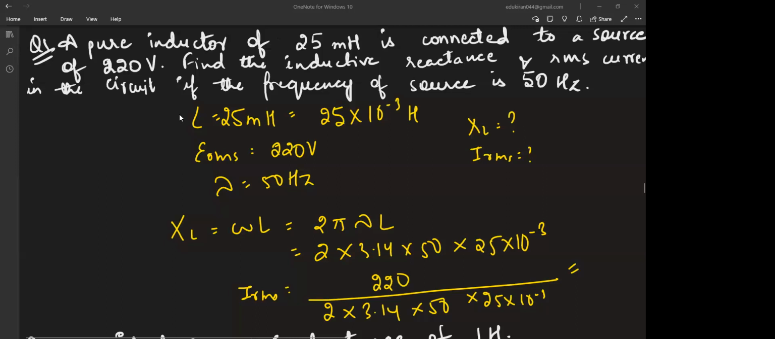How much is IRMS coming? 28 amperes. Okay, so this is 7.85 ohms. Okay, thank you, Alia. 7.85, right? This is ohms and this is 28 amperes. Correct.